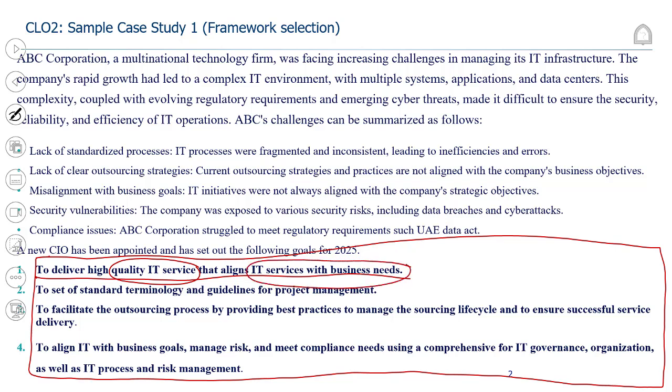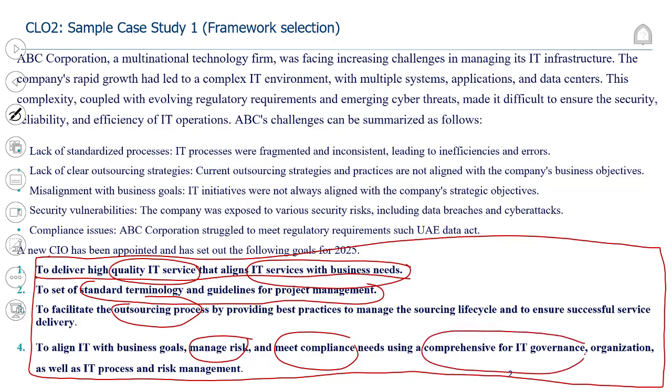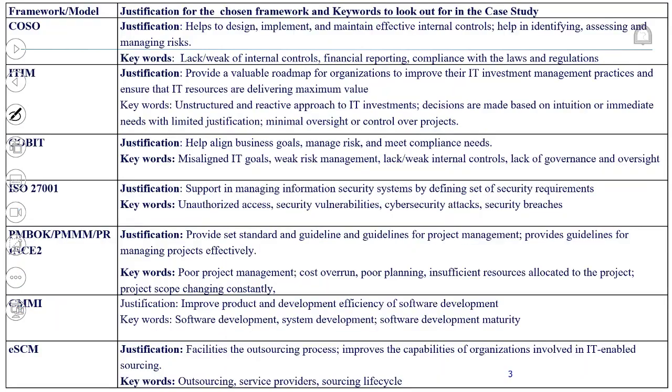Some of the keywords that you should look at, okay? Standard terminology and guidelines for project management. Outsourcing is a keyword that you should look out for. Things like manage risk, meet compliance, okay? For example, comprehensive IT governance, okay? So look at your goals, and I've come up with some guidelines, some of the things that you could look out for.